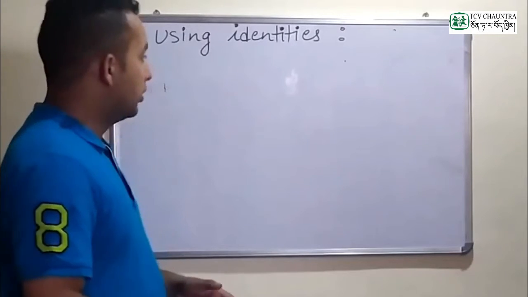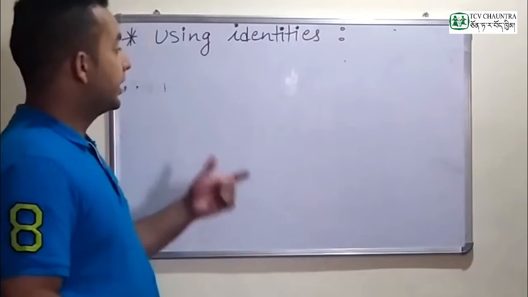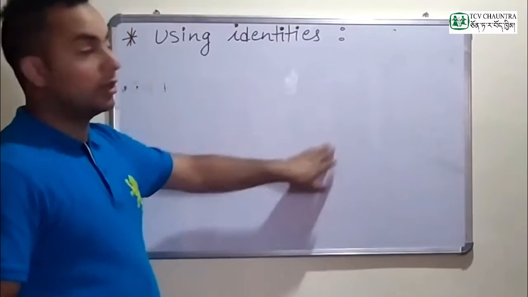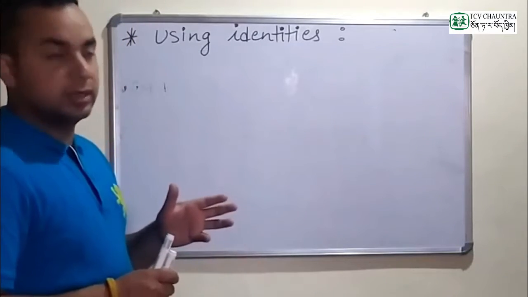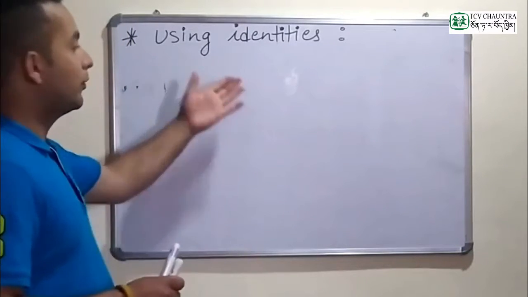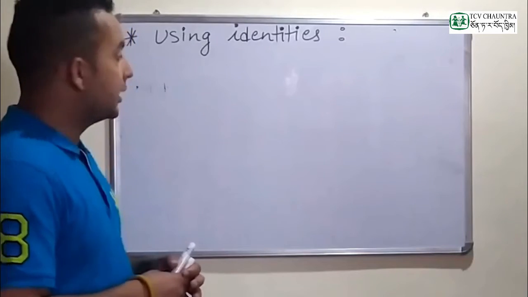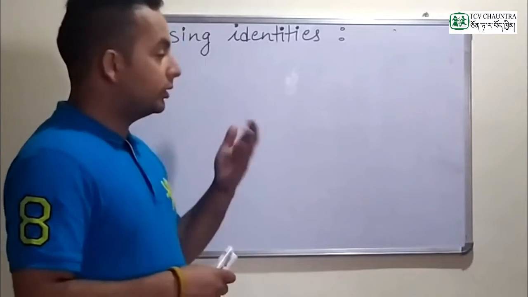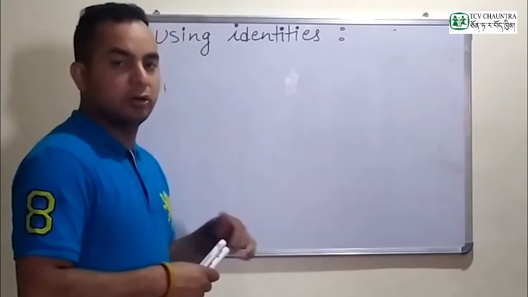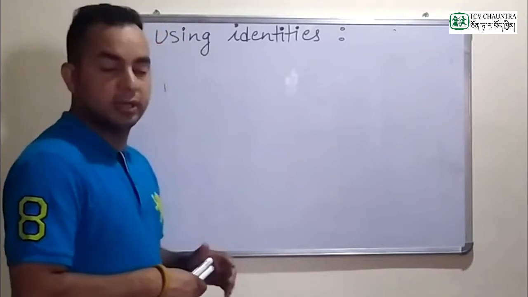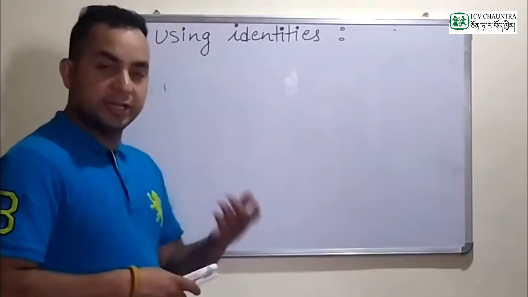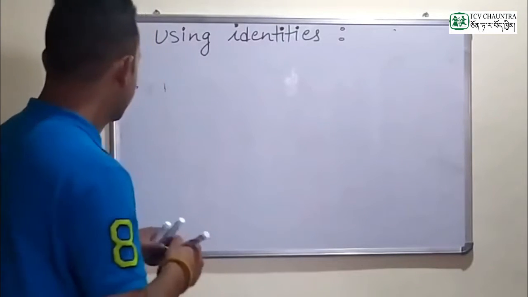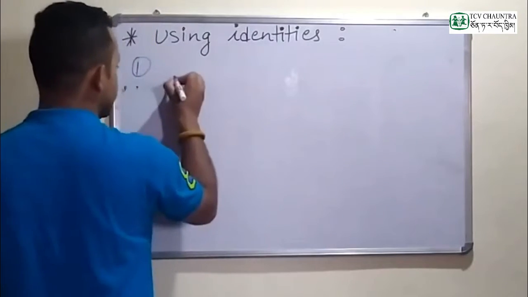Okay, class. Now, our next topic or next method is using identities. So, we are going to factorize the expression with the help of identities. And I already taught you four identities in the previous lecture, in the previous chapter, that is algebraic expressions and identities. So here again we are going to discuss these four identities.